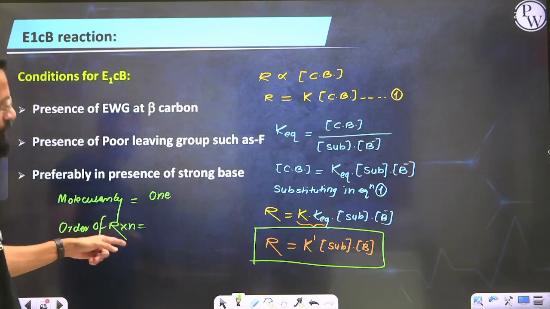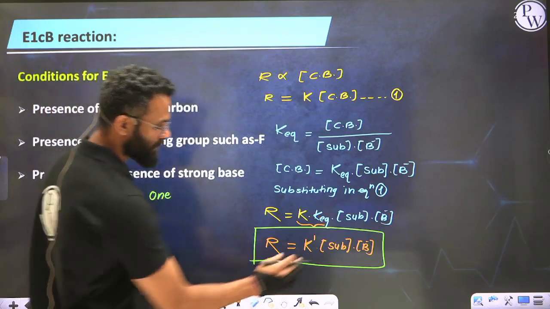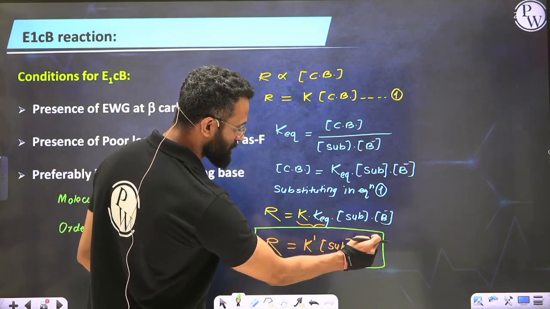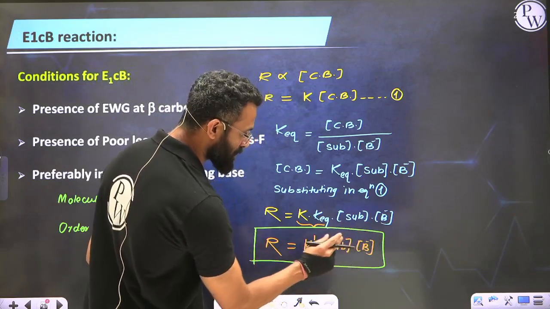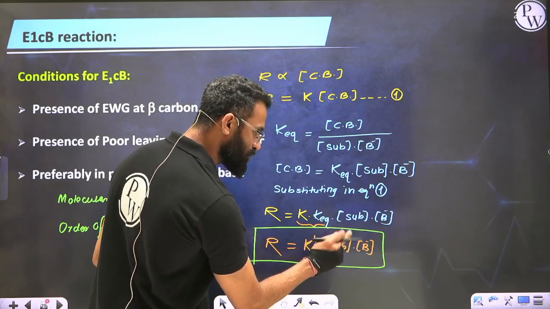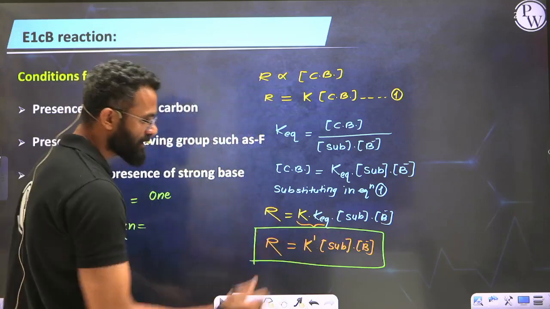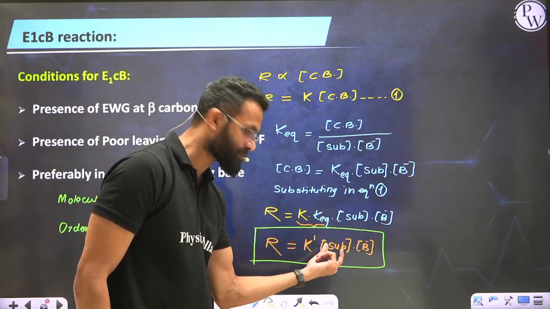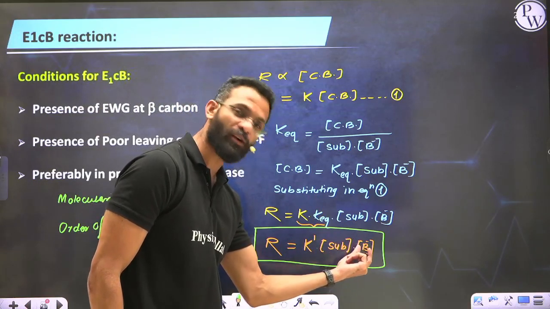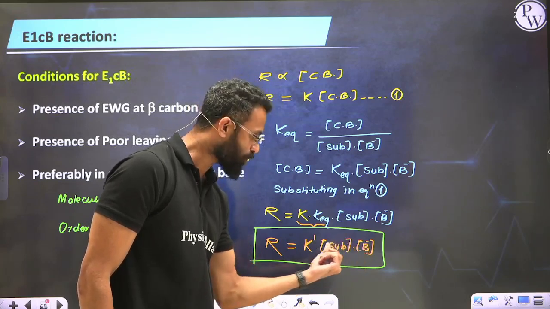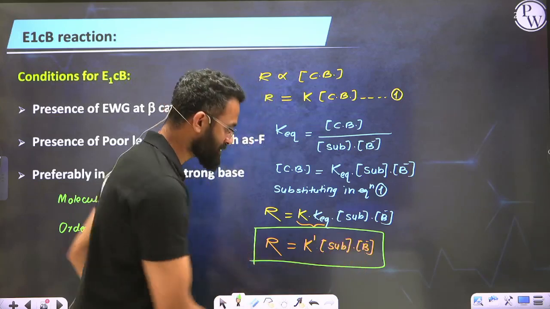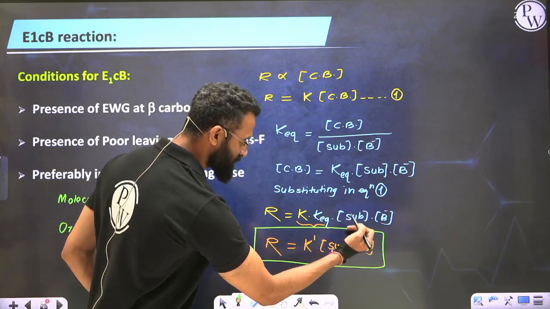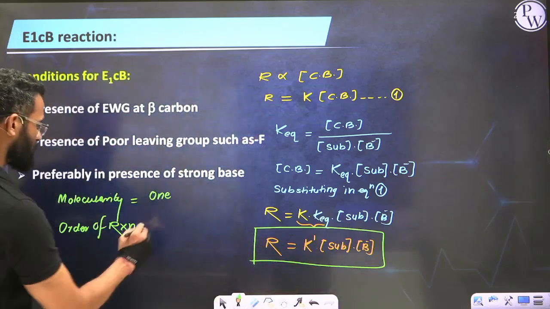But the order of reaction, if you see this final expression, substrate nothing written meaning substrate to the power 1, base nothing written meaning base to the power 1. So E1CB is first order individually with respect to substrate, and again first order with respect to the base, but overall I can say it is a second order reaction because substrate to the power 1, base to the power 1. So overall second order with respect to substrate and base both.